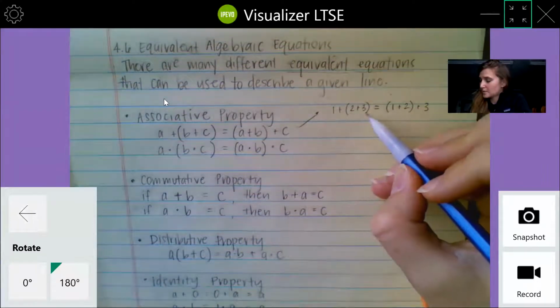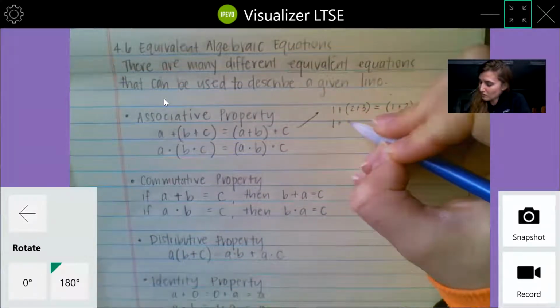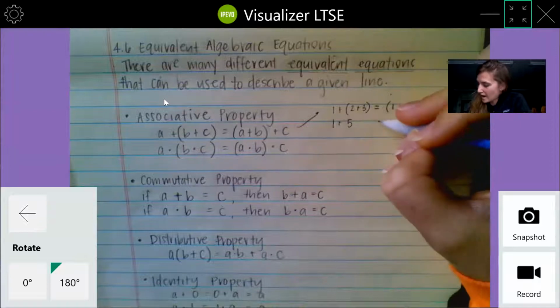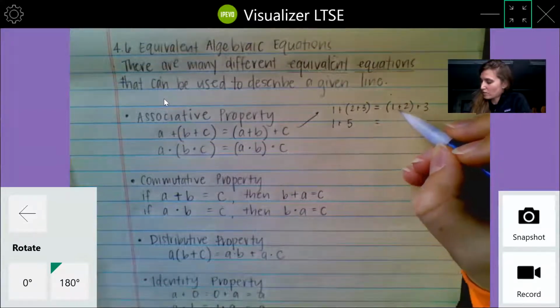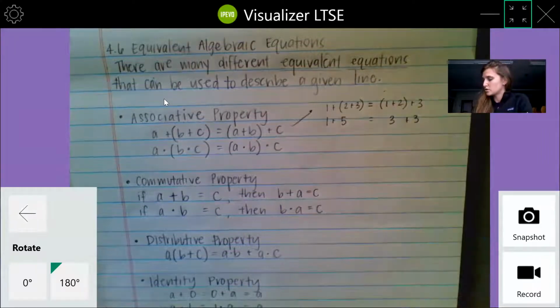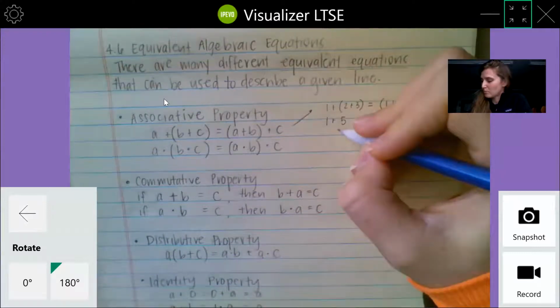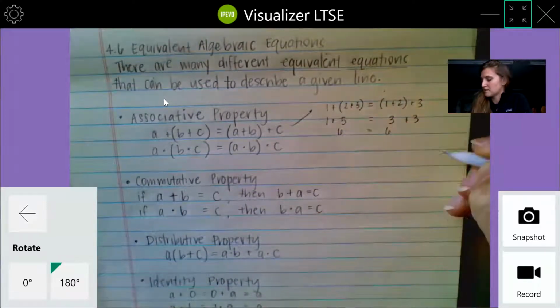So inside the parentheses, we have 2 plus 3, which is 5. So we have 1 plus 5 over here. And then over on this side, we have 1 plus 2, which is 3, plus 3. So is 1 plus 5 equal to 3 plus 3? Yes, both sides are equal to 6.